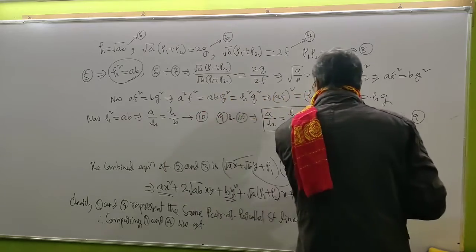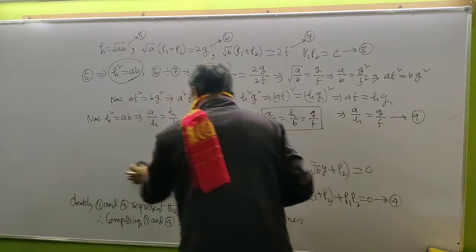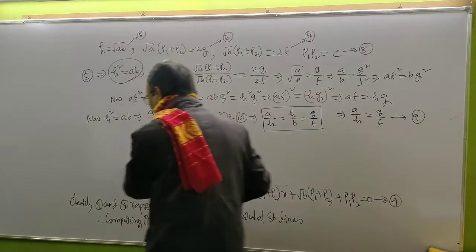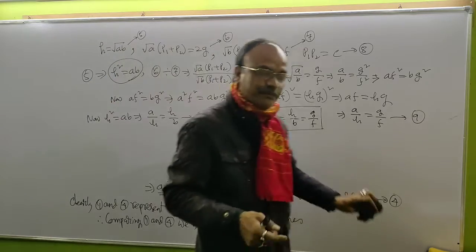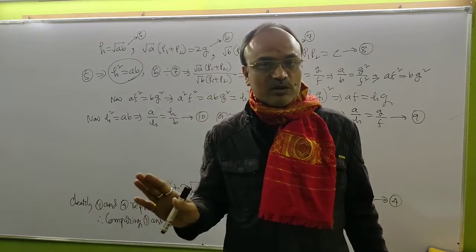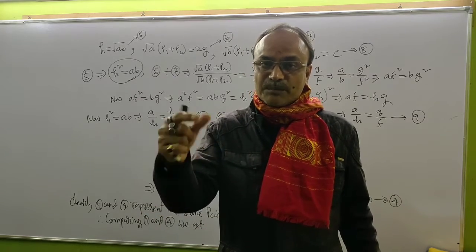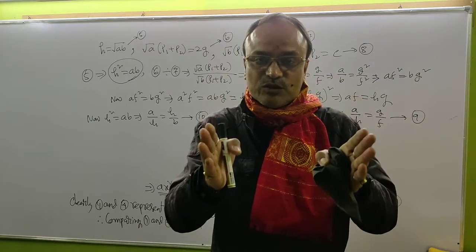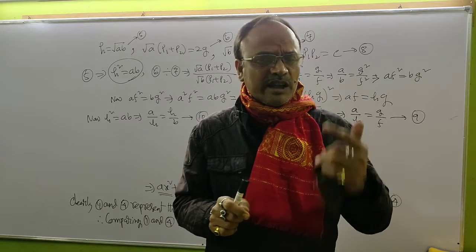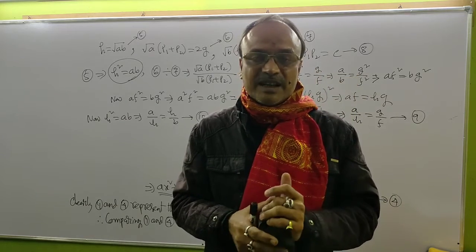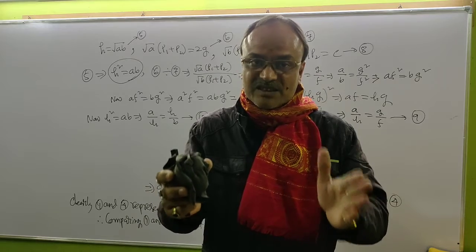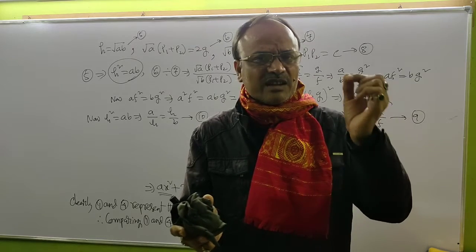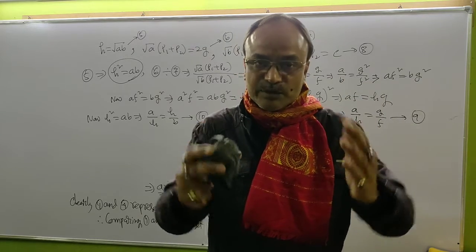Now, we shall find the distance between these two parallel lines. What are the parallel lines? 2 and 3: root a x plus root b y plus p1 equal to 0, and root a x plus root b y plus p2 equal to 0. In order to find the distance between these two parallel lines, if we find the distance of these lines from the origin, then we subtract. Then we shall definitely find the distance between these two parallel lines.